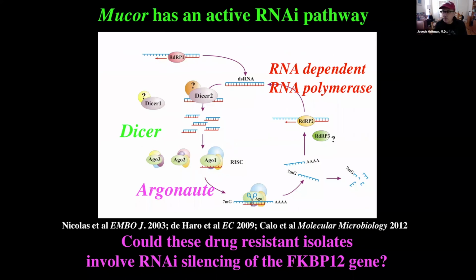So we considered a number of different possible models for unstable drug resistance, and I want to focus on the one that turned out to be the explanation. We knew that Mucor had an active RNAi pathway from work going on in Spain at the University of Murcia in the labs of Victor Gar, Rosa Ruiz Vasquez, and Santiago Torres Martinez. They and their colleagues had been identifying components of the RNAi pathway, including dicer, argonautes, and RNA-dependent RNA polymerases, contributing a series of publications on this topic. And so we entertained the hypothesis that these drug-resistant isolates might involve spontaneous RNA silencing of the fkBP12 gene.